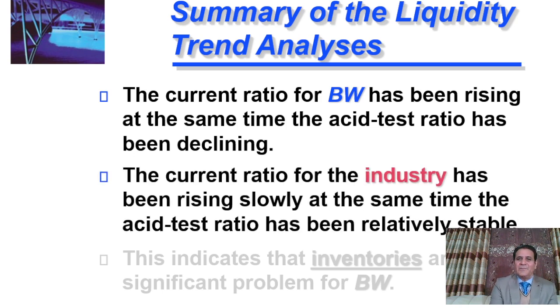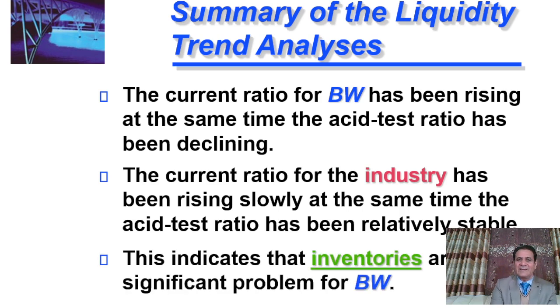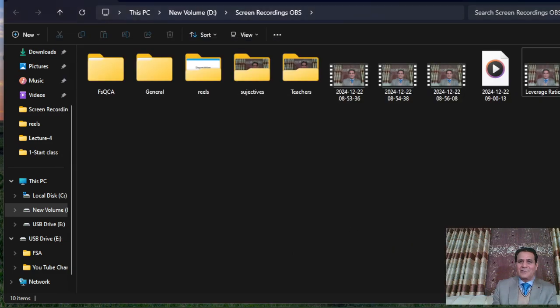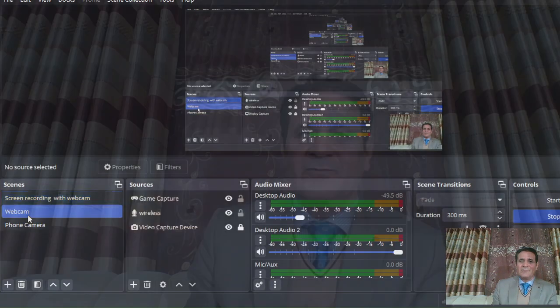The current ratio of BW has been rising, and at the same time the asset test ratio has been declining. The current ratio of the industry has been rising slowly. At the same time, the asset test ratio has been relatively stable. This indicates that the inventories are the significant problem for BW. Go and do the analysis with the inventories. What is wrong with that inventory is important. So we should focus on where the fault is and try to reduce or remove that fault.